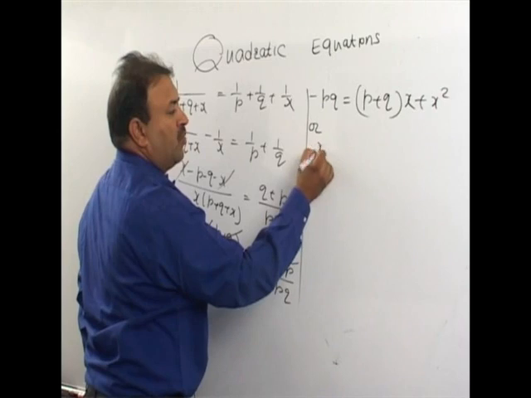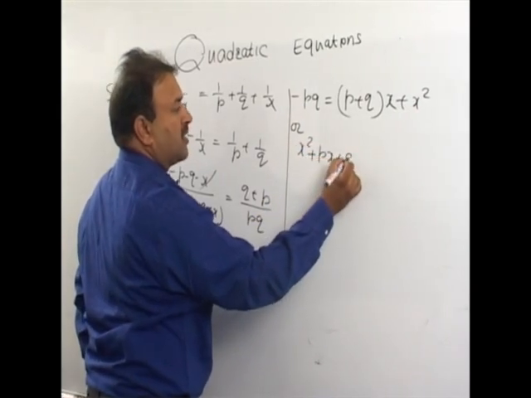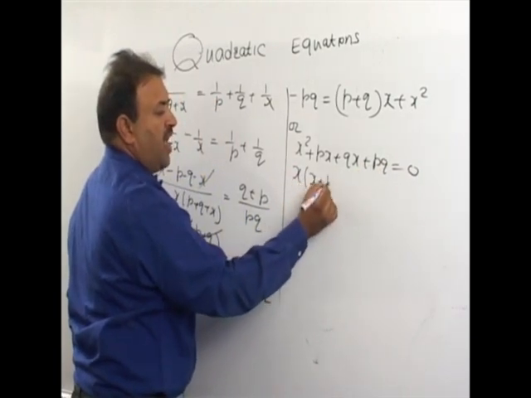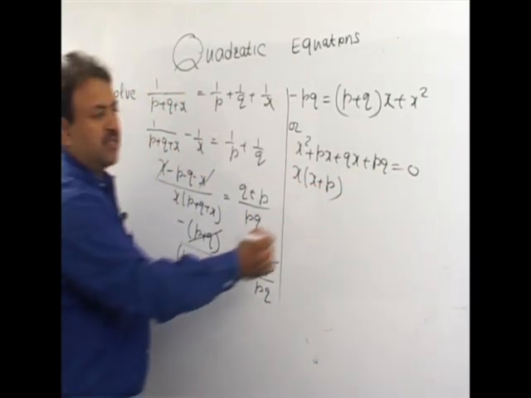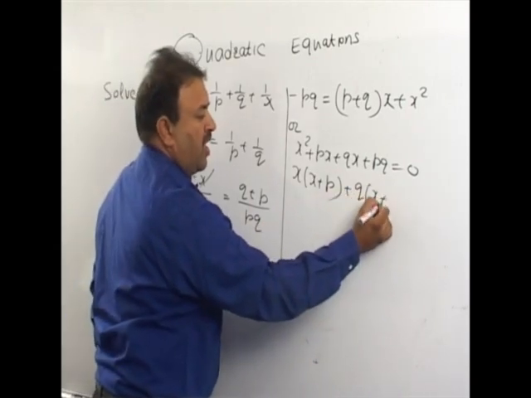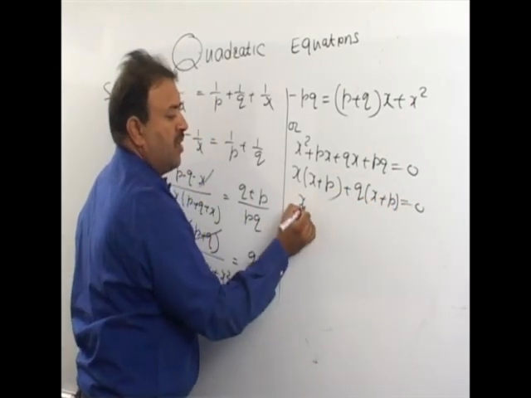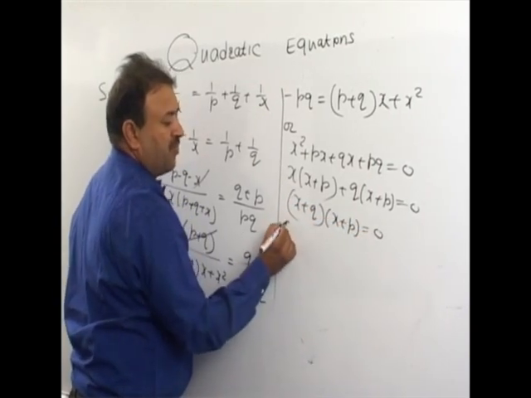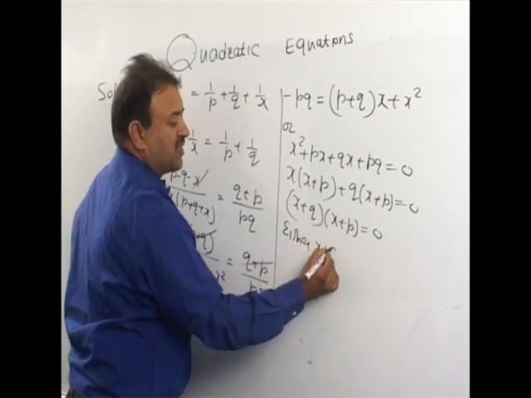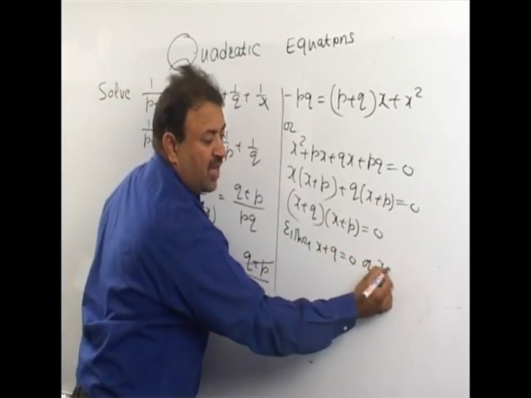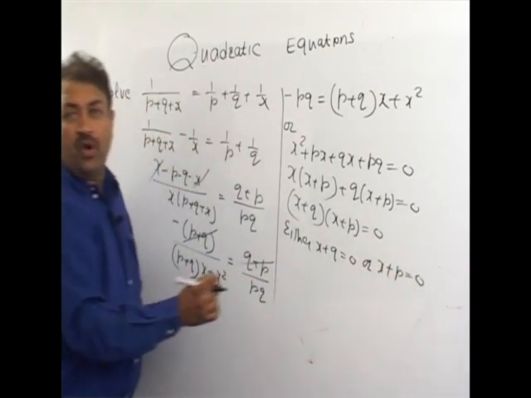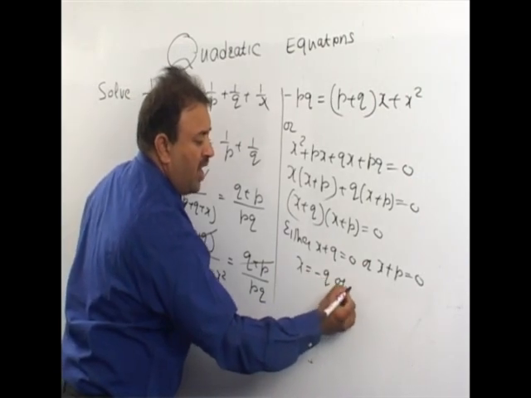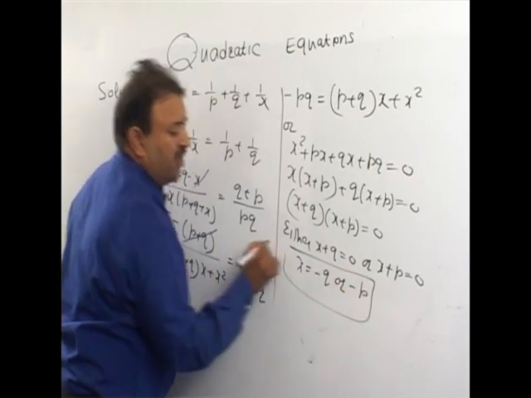Or we can write x square plus px plus qx plus pq is equal to 0. Taking x common: x plus p, x plus q, x plus p is equal to 0. Either x plus q is equal to 0 or x plus p is equal to 0. So our roots are minus q and minus p. So these are our roots.